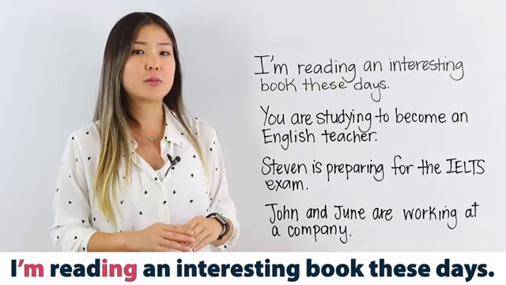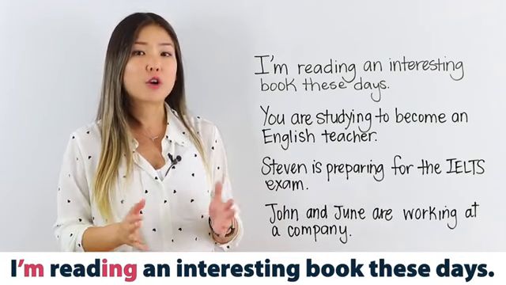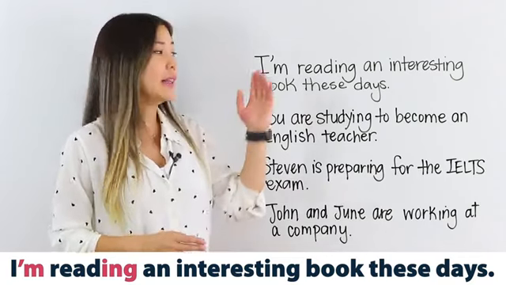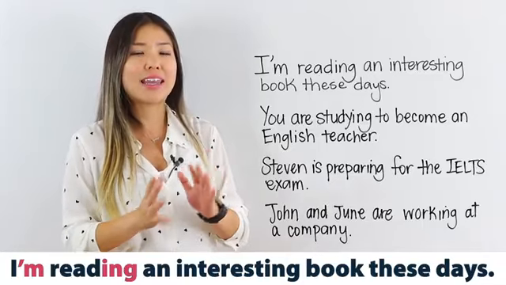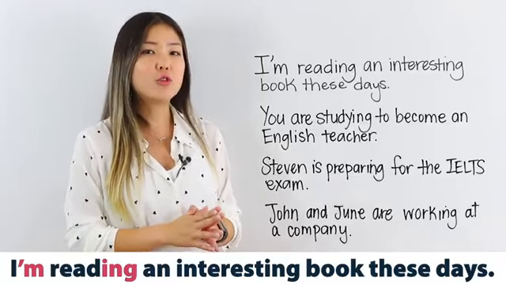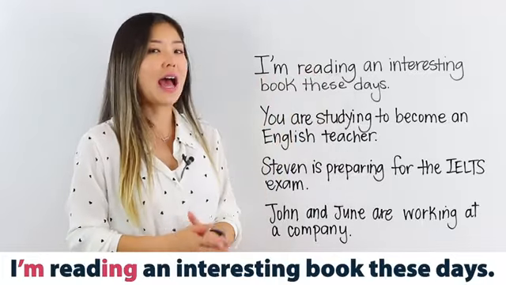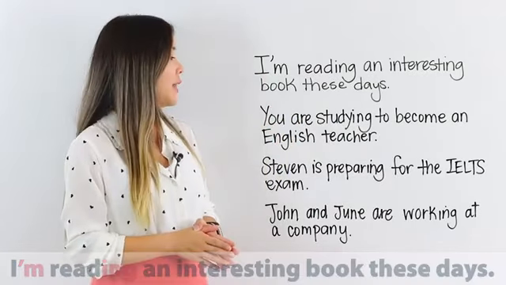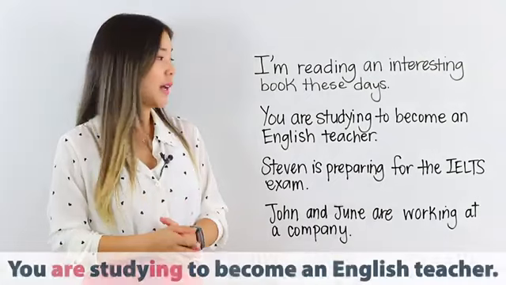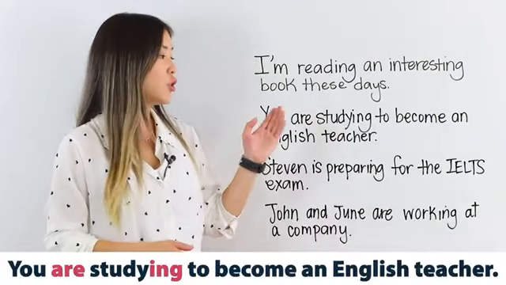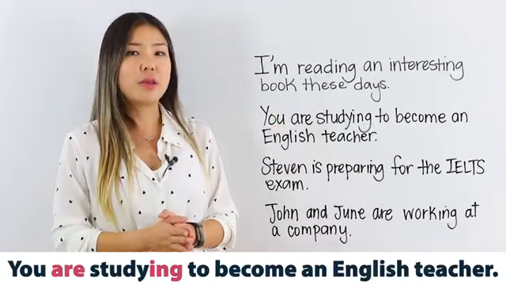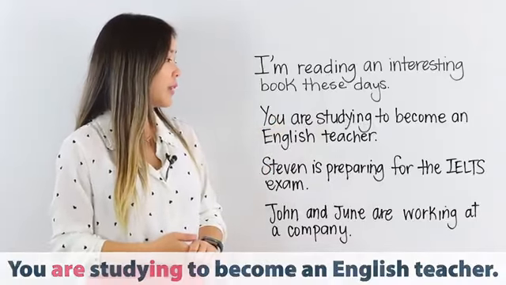In this case, the subject is I, so the be verb is am. In this example, we use the contraction I'm by putting I and am together. Again, you'll notice there's an ing after the verb. The next sentence says, you are studying to become an English teacher. The subject here is you. Therefore, the be verb is are.